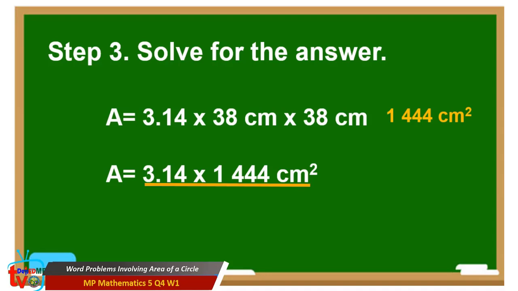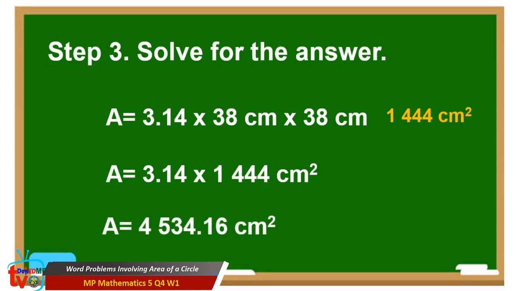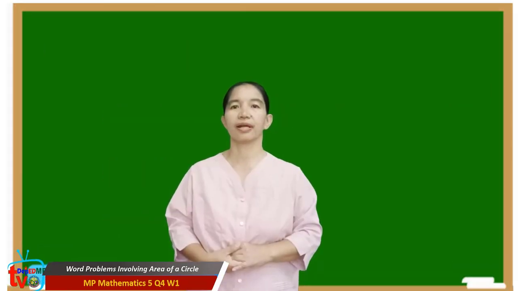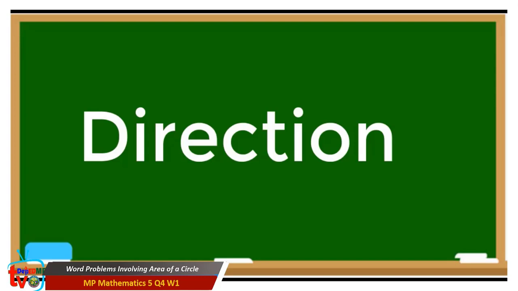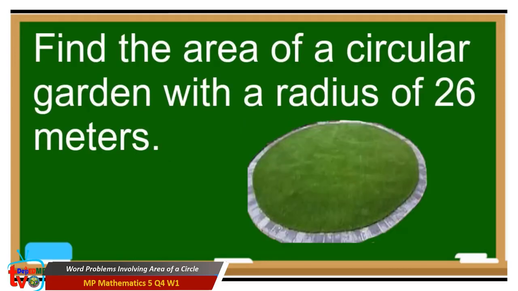If we multiply 3 and 14 hundredths times 1,444 square centimeters, the answer will be area equals 4,534 and 16 hundredths square centimeters. Now it's your turn. Answer assessment 2 on page 14 of your module. Direction. Solve the problem step by step in a separate sheet of paper. Our problem is, find the area of a circular garden with a diameter of 26 meters.